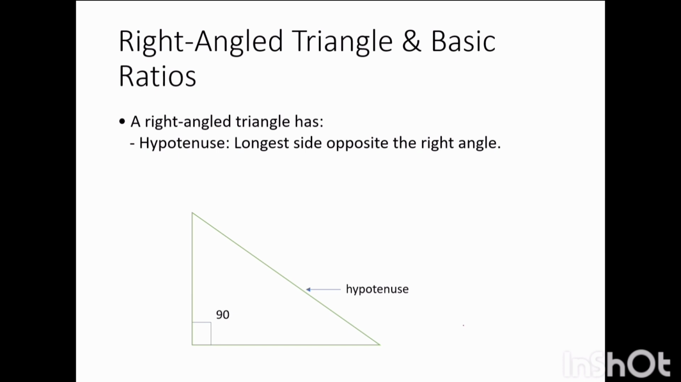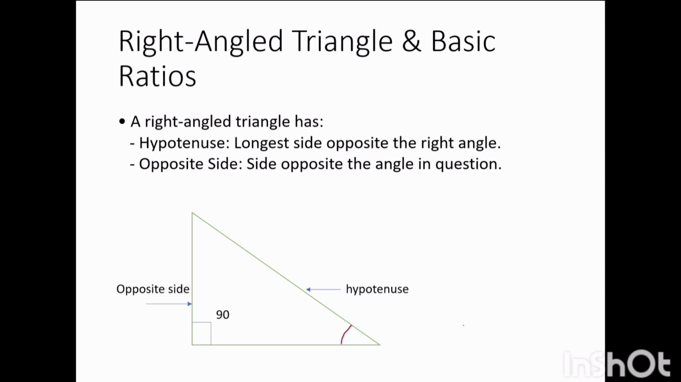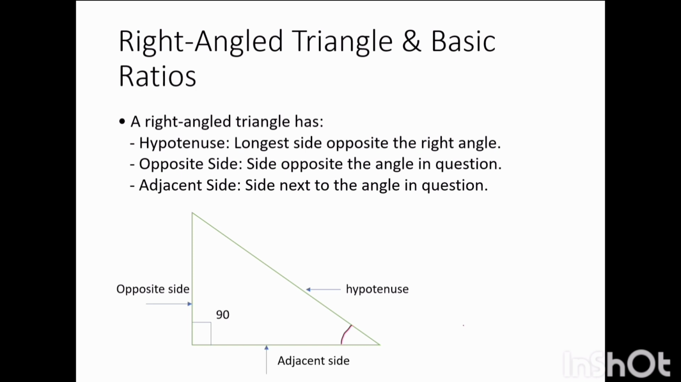The side opposite to the angle we are working with is called the opposite side of the triangle. So if this is the angle we are working with, the side opposite to this angle is the opposite side of the triangle. The adjacent side is the side next to the angle in question. So this is the side next to the angle in question, and this is the adjacent side of the triangle.